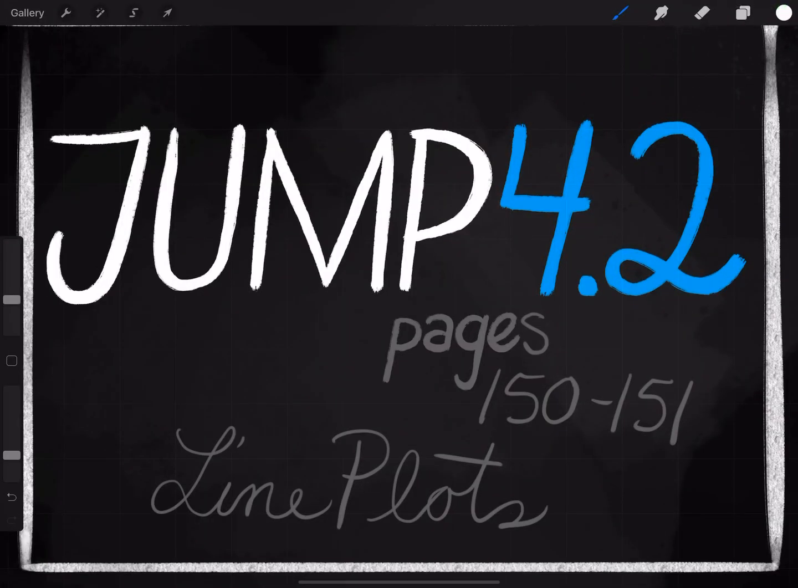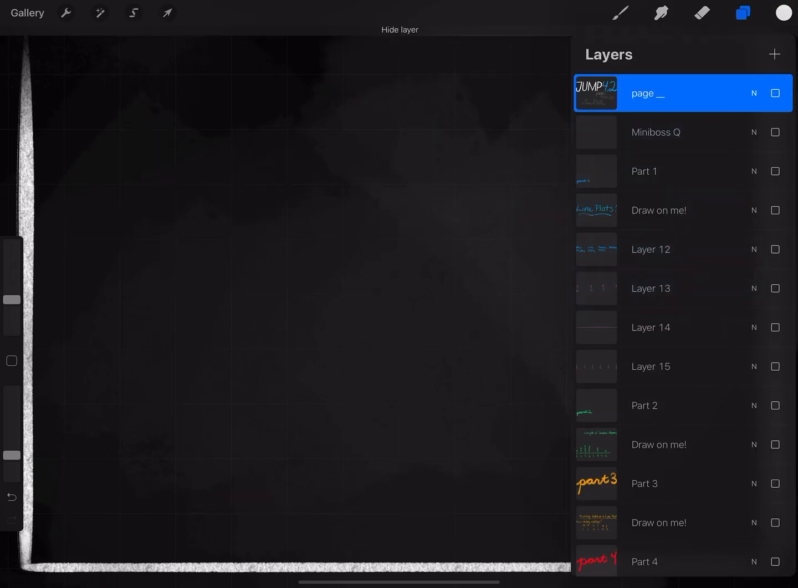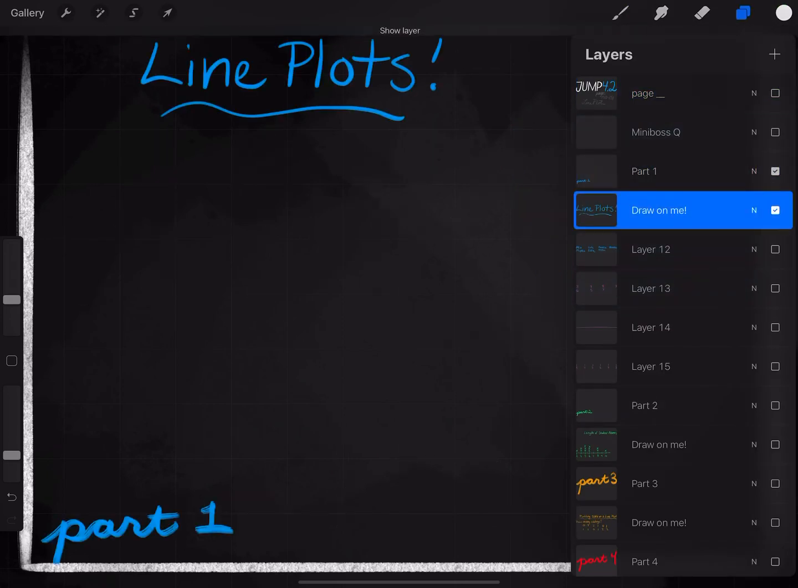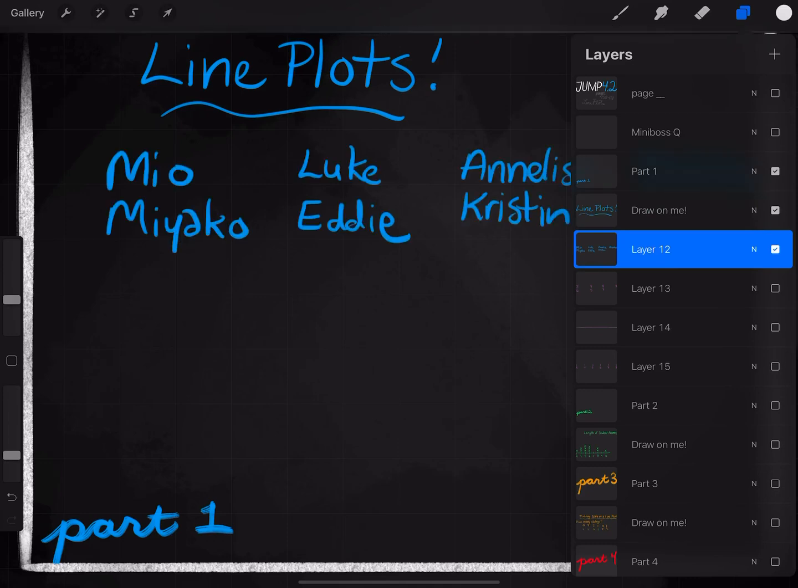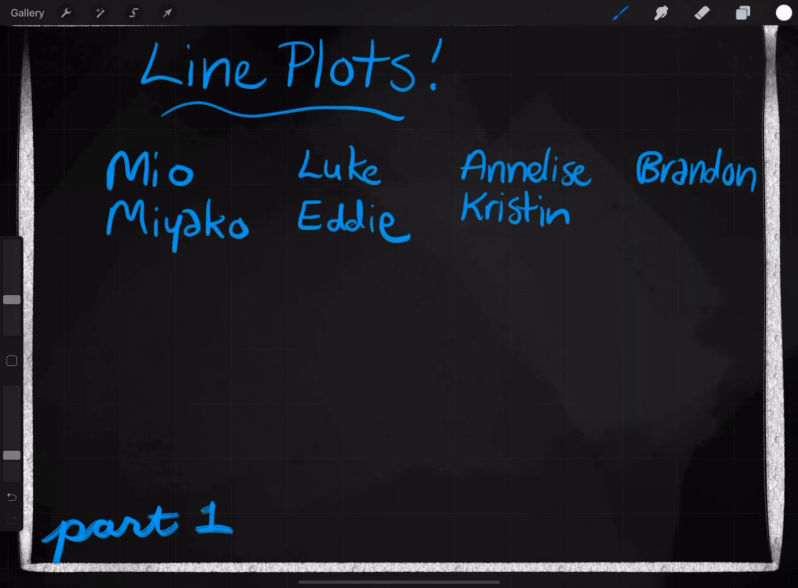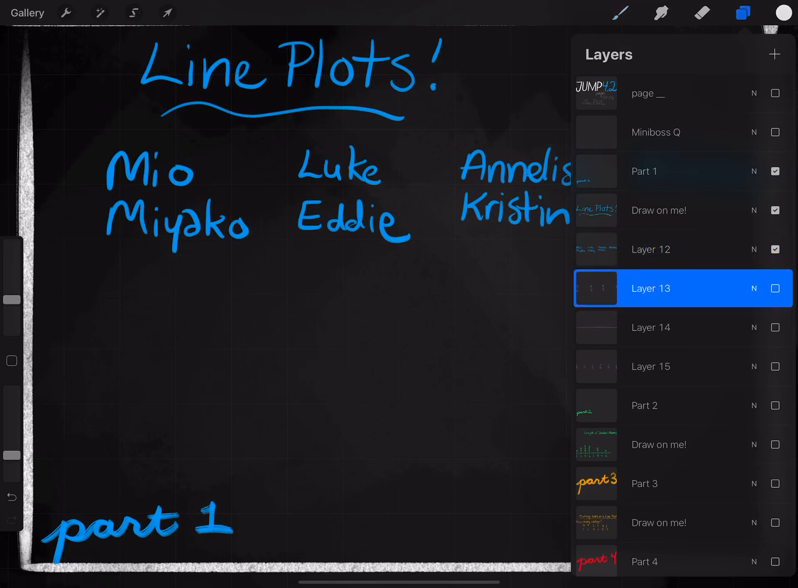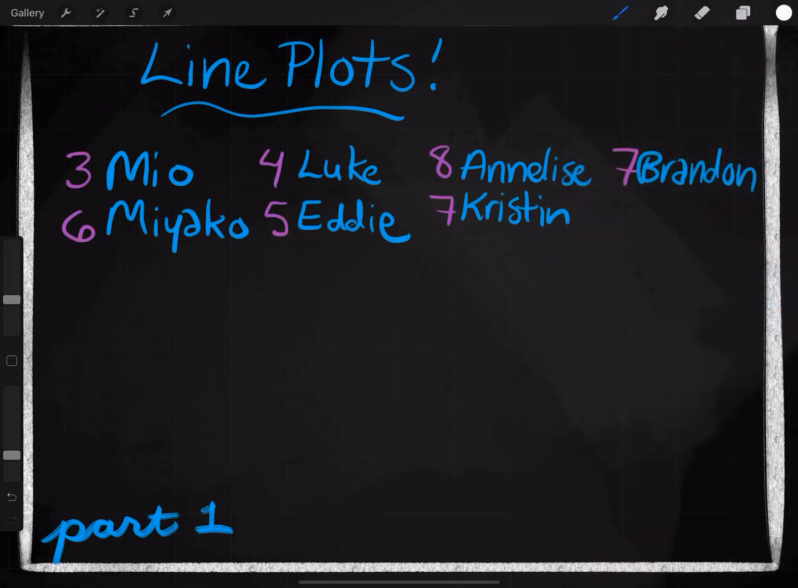Today we have line plots, pages 150 and 151. I did not write a boss question for this part, so we will just real quick make a line plot. This is going to be a plot of the number of letters in everyone's name from our class. Before we make a plot of this, we need to figure out how many letters are in everyone's name. Here I wrote them down, and here I counted up the letters.